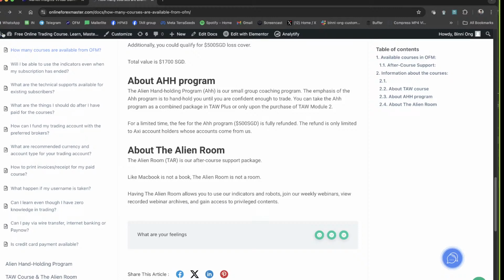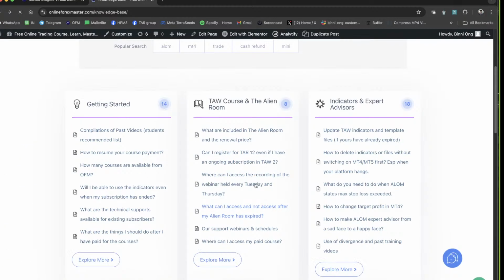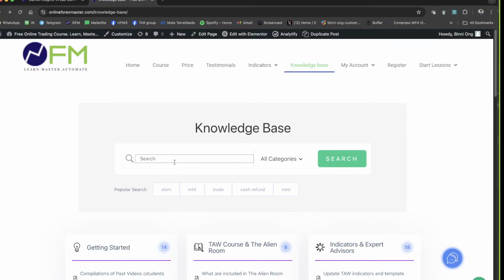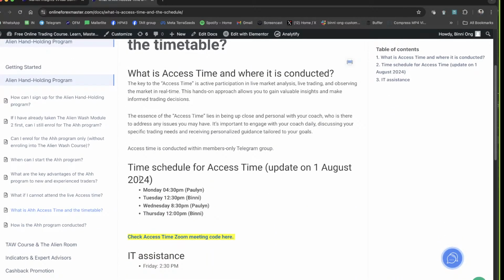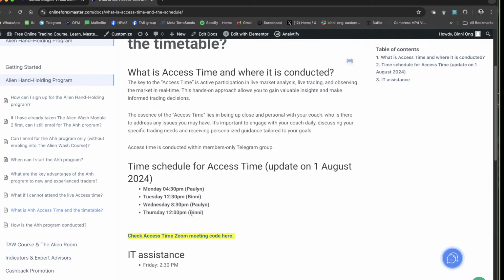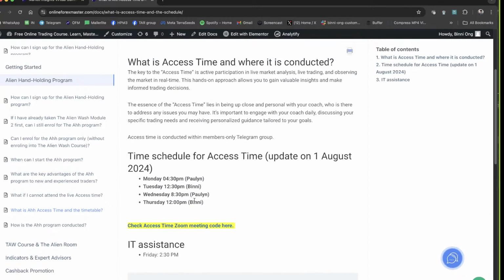Let me just get you the time. I can't remember where it is already. Timetable. Here we go. So this is the hand holding, the support. These are the times here. The support level here, that's the time. And we do have night time at 9 p.m., Tuesday and Thursday. Right now there's a class happening.